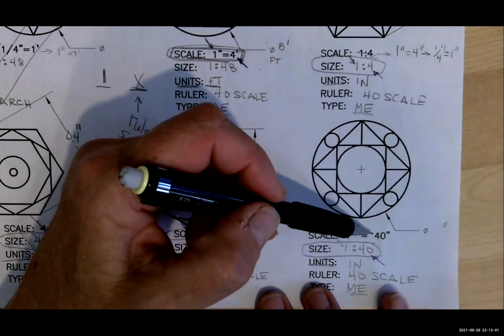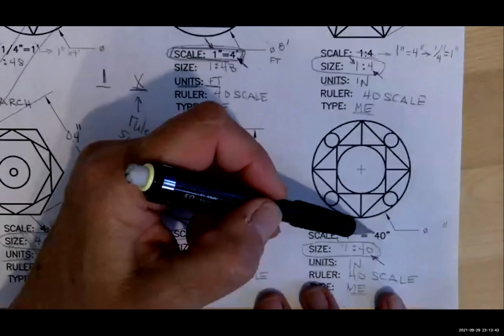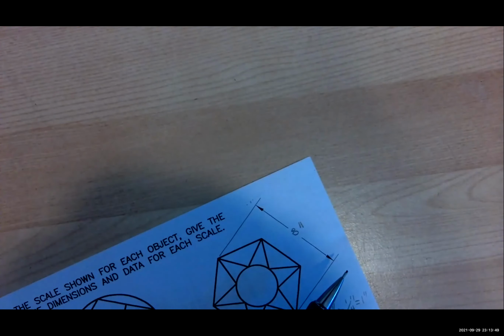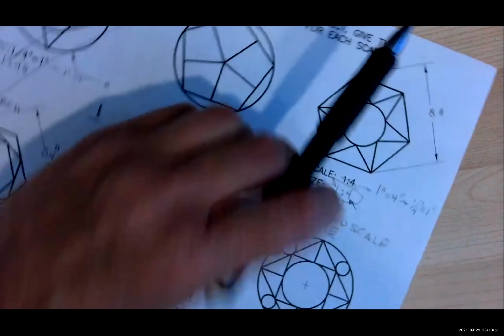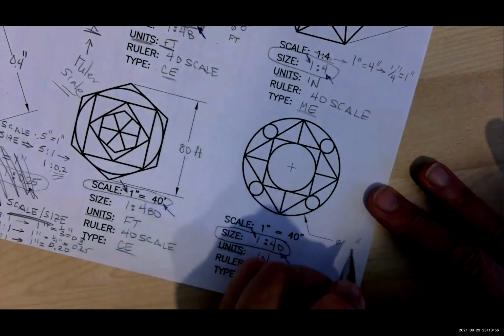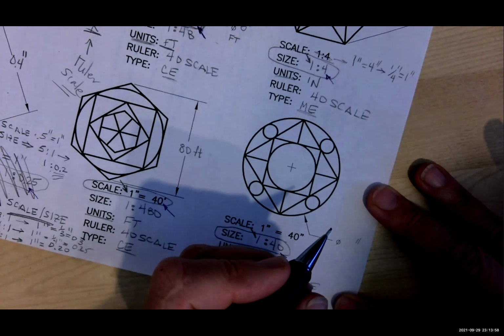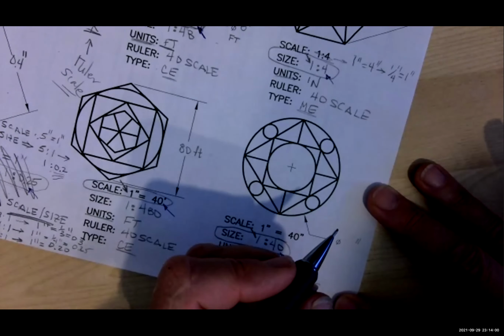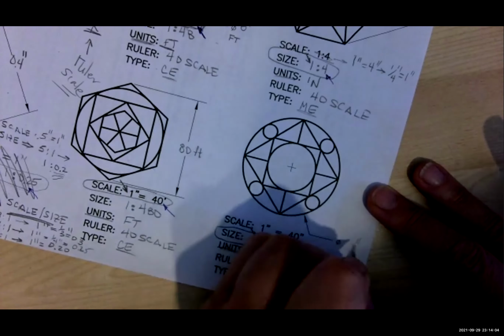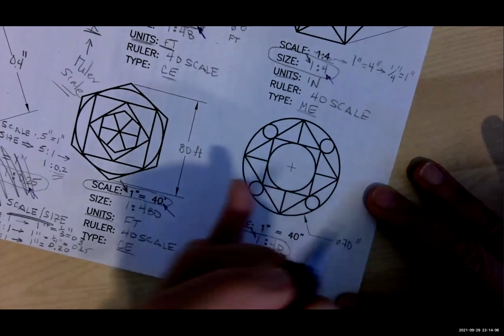How about this last one? What scale am I using? The 40 scale. And when I go to measure the diameter, and it's a 40 scale, so what's the measurement? What's the real size? I got 7 inches. Or it'd be 70 inches. That's right, 70 inches. I got 80, but.